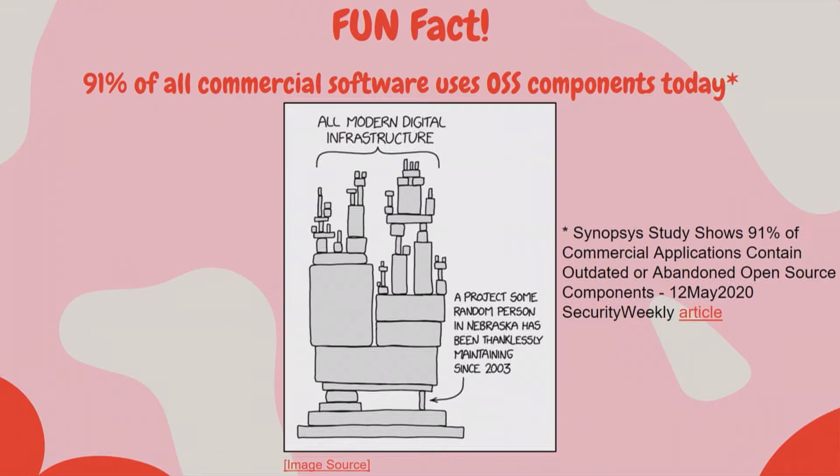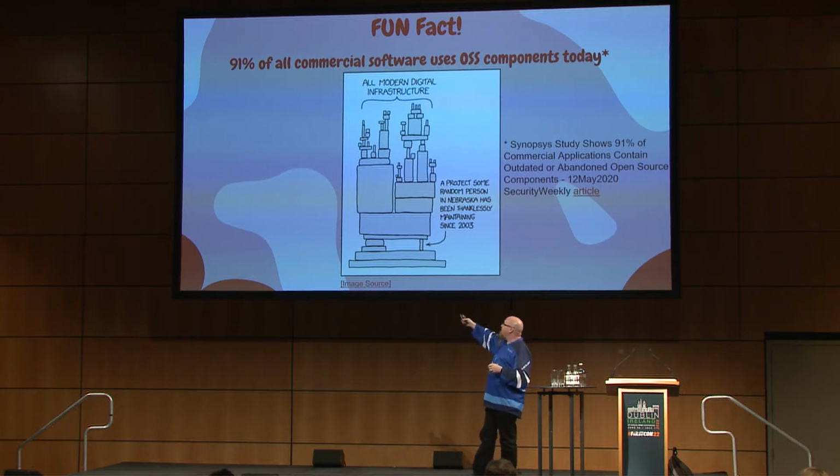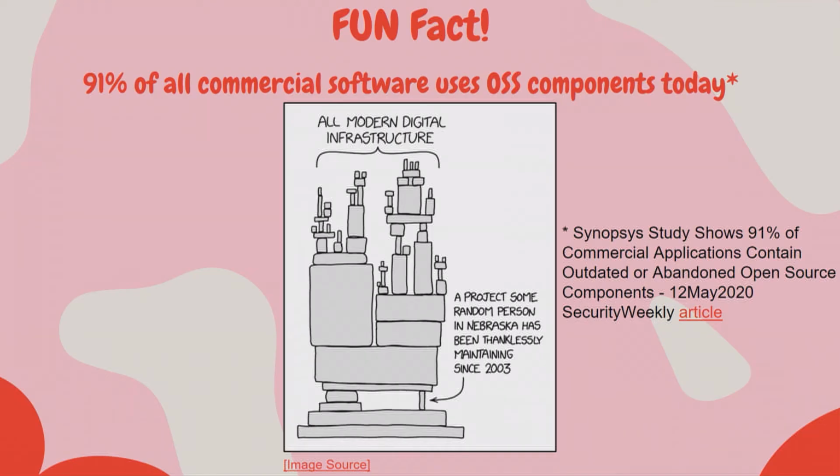But one thing, if you take nothing else away from this talk, aside from cats are great, is a substantial amount of commercial software today uses and is based off of open source. Depending on the day of the week and the study that you read, between 80 and upwards of 91% of all commercial software has major components that are free and open source. And this XKCD cartoon very humorously illustrates the fact that there's a lot of stuff in your environment, and then there's this one little project that hasn't been touched since 2003 that you probably don't know about.